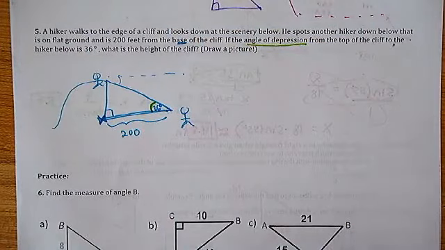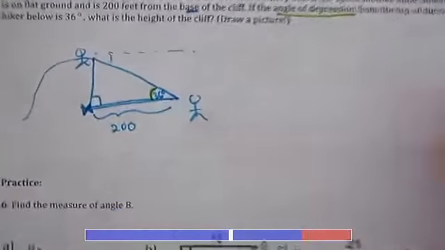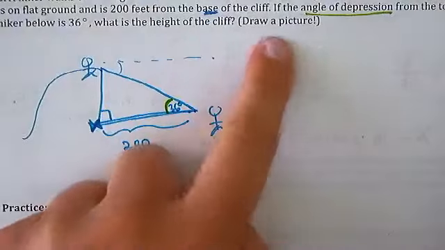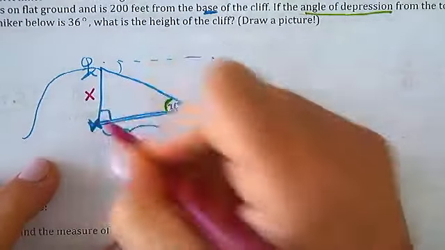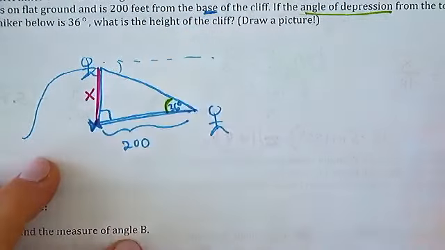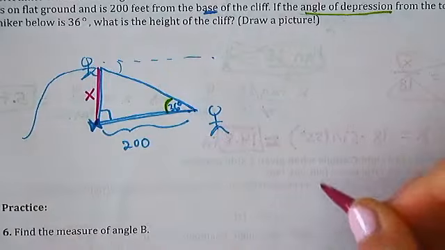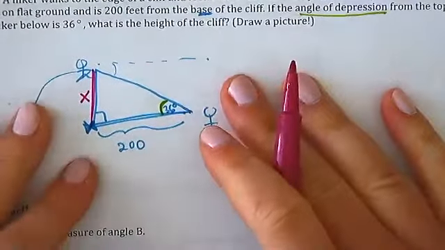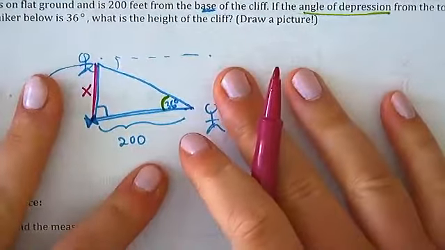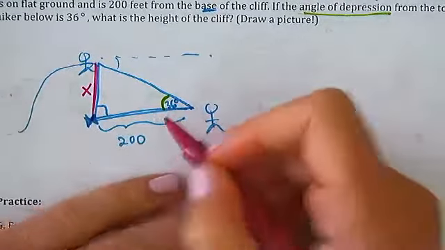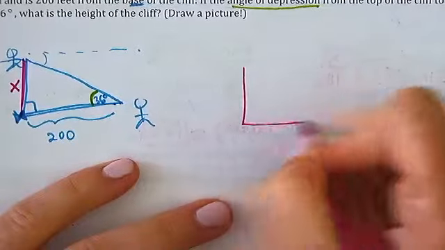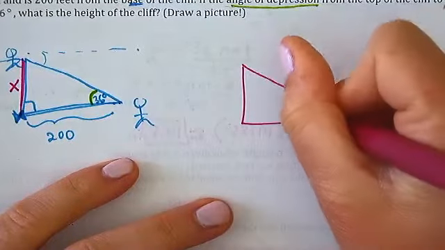And then there always has to be a variable. So what is the question asking? What is the height of the cliff? So how high is the cliff? That's what we're trying to figure out. Now that we have this picture drawn, we can use trig and go from there. If you want, I'll redraw this so it's not so messy.